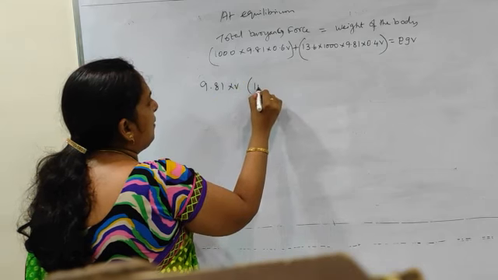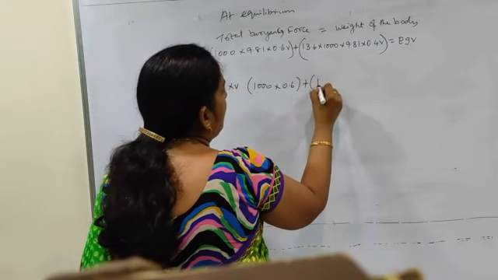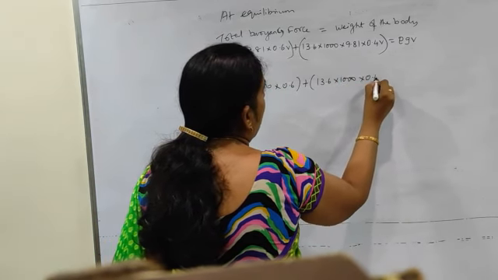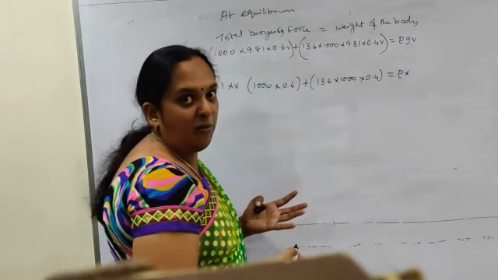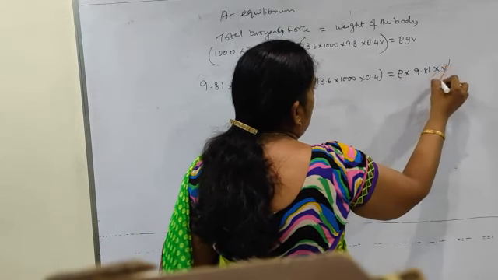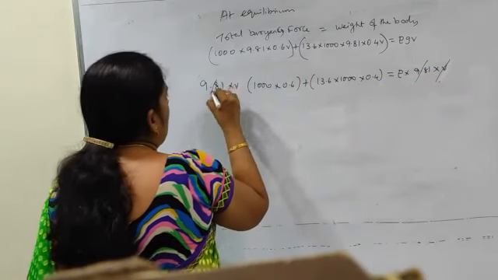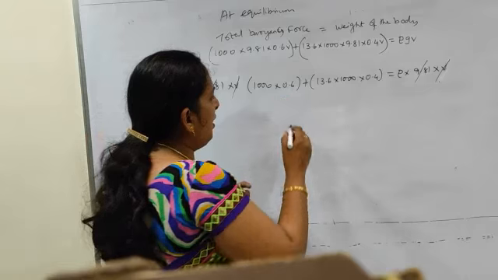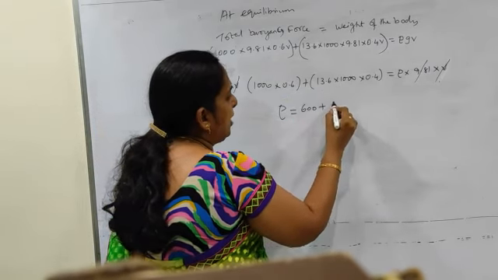So what will my equation become here? 1000 into 0.6 plus 13.6 into 1000 into 0.4, that is equal to rho, the density of the body which we have to find out, G is 9.81 into V. Just to cancel both, we have taken that outside. So 9.81 and V get cancelled. What is my equation? I will get the value of rho. It is 600 plus this much. That is how much?